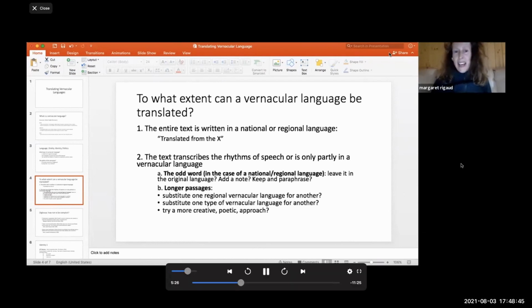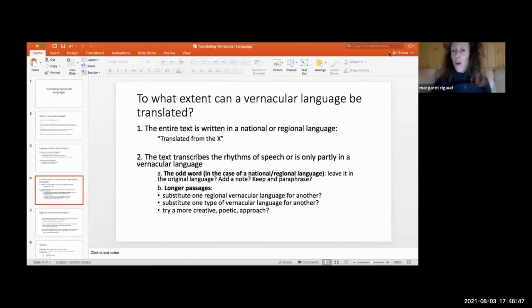But let us say that the text transcribes the rhythms of speech or is only partly in a vernacular language, and that therefore two different types of language coexist in the text. So if you only have the odd word in the case of a national or regional language, what are you going to do? Well, you could leave it in the original language, especially if it's common enough, or you could add a footnote, which is not very popular with publishers, or you could keep it and maybe paraphrase it the first time and then use it again. If the passage is longer, it's more complex.